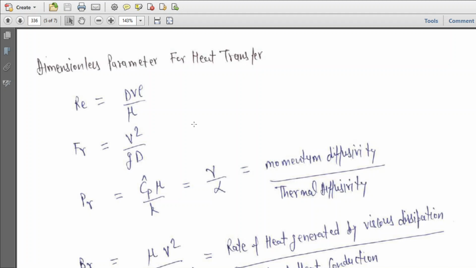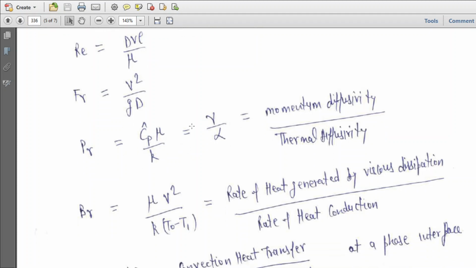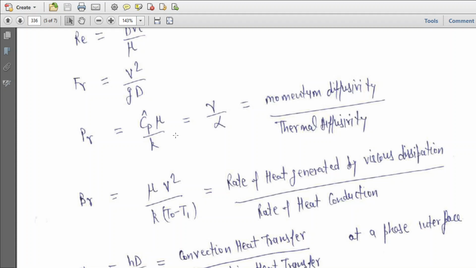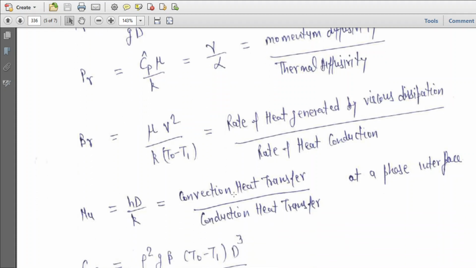Now these are some various dimensionless parameters in heat transfer: the Reynolds number, then the Froude number V²/gD, and the Prandtl number Cp μ/k, momentum diffusivity upon thermal diffusivity. The Brinkman number we have just derived, μV²/(k(T0 − T)), is the rate of energy generated by viscous dissipation upon the rate of heat conduction. The Nusselt number hD/k is convection heat transfer upon conduction heat transfer.